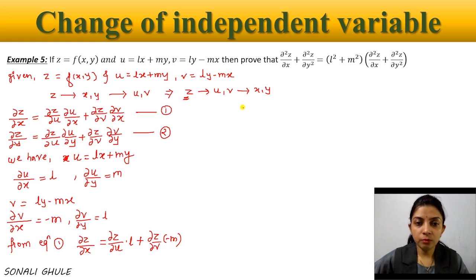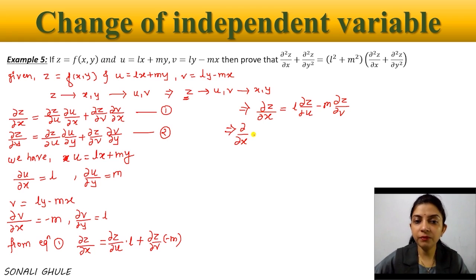Okay, so we can write this z with respect to x is equal to L into z with respect to u minus m into z with respect to v. So from these also I can write a differential operator dou by dou x. What is it? Yes, just we have to remove here z from this derivative. Dou by dou v, right?